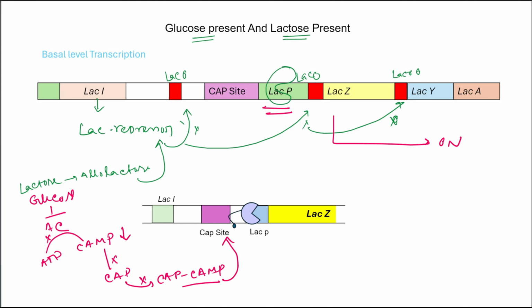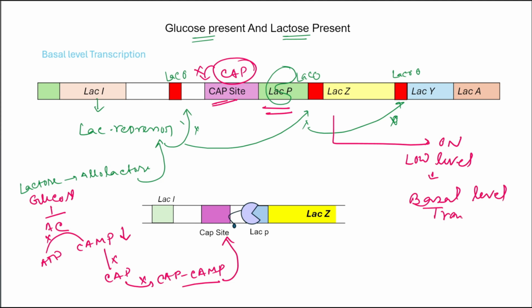So here the activator is CAP. So here CAP cannot bind in the CAP site. So RNA polymerase cannot bind in the promoter site strongly. So without activator, RNA polymerase binds weakly. So the transcription is low level. This is called basal level transcription. So in the presence of lactose and in the presence of glucose, the lac operon is expressed but at a low level. This is called basal level transcription.